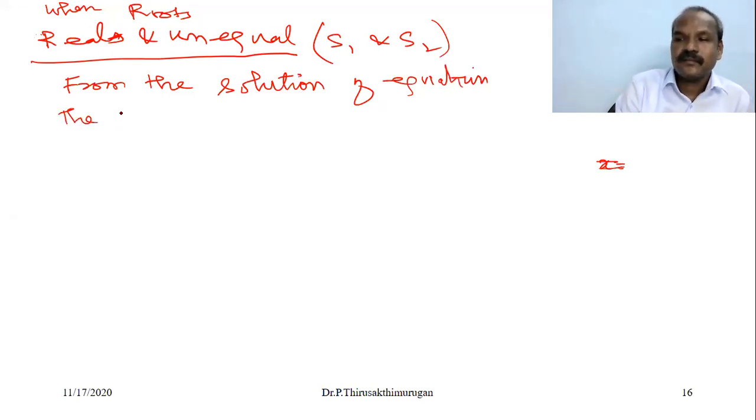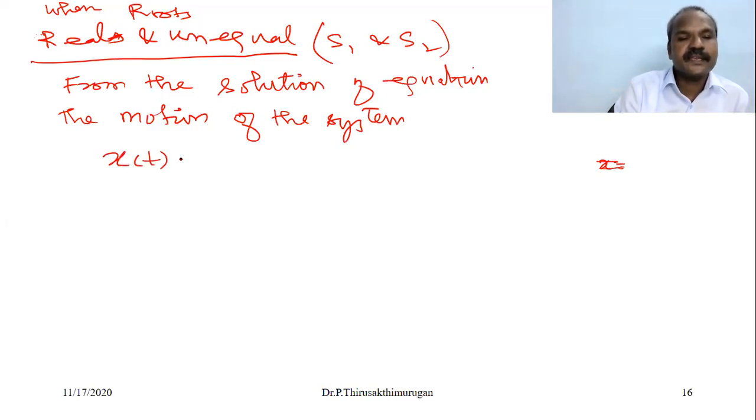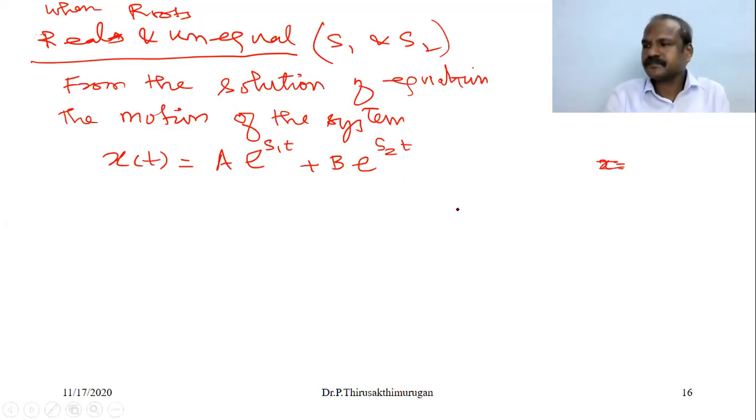What is the solution of the equation when we have two roots S1 and S2 that are real and unequal? The motion of the system is given by x of t equal to A e power S1 t plus B e power S2 t. Am I right? Yes, sir.